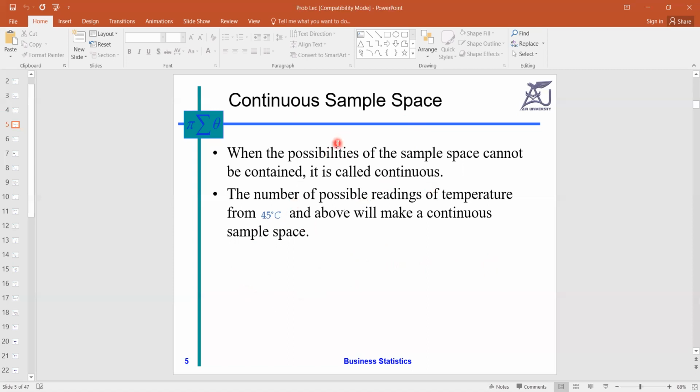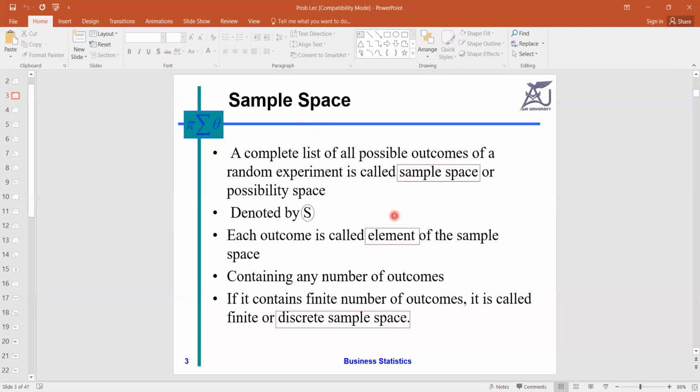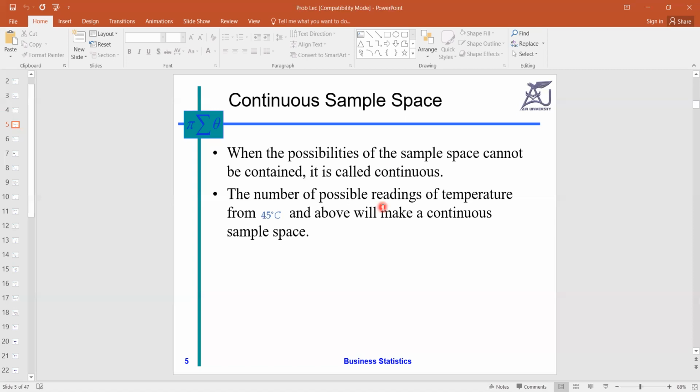So the sample space which has finite sample points, where each and every element can be written easily, is known as a discrete sample space, whereas the sample space in which each and every element cannot be written easily is known as a continuous sample space. So what can we get from the sample space? In sample space we can make a complete listing of each and every element, either discrete or continuous.